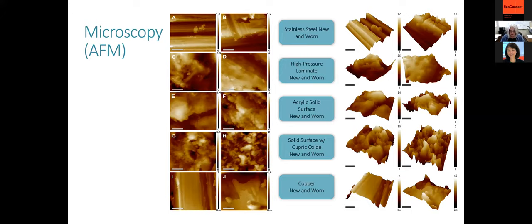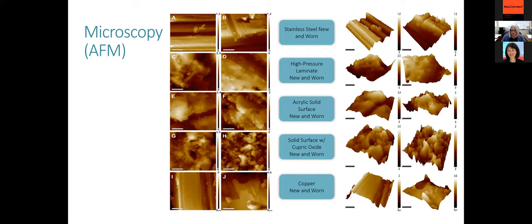Wearing strongly increased surface roughness of the copper sheet. Remember, copper sheet is a pretty soft material, so we're not shocked by the fact that wearing would rough that up. But it decreased surface roughness on both of the solid surface materials. So over time, with the simulated wear, it actually made the acrylic solid surface and the solid surface with the cupric oxide smoother than it was in its new state.